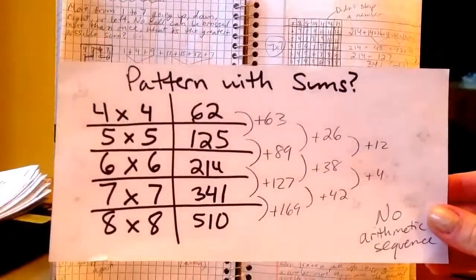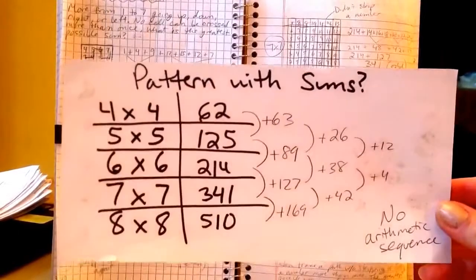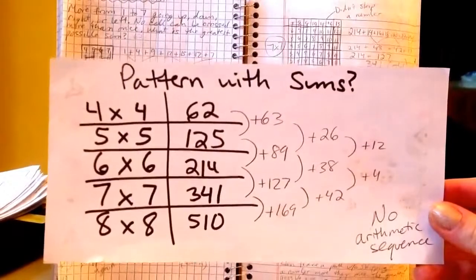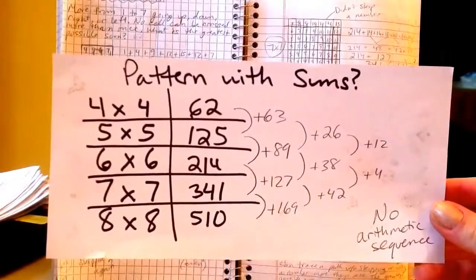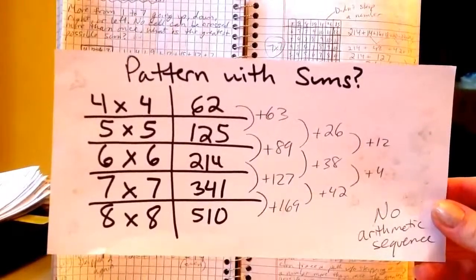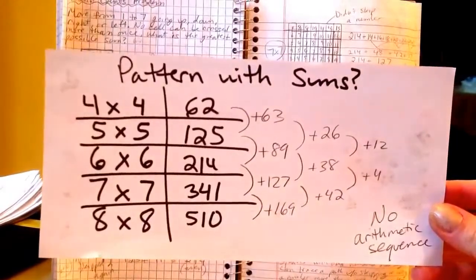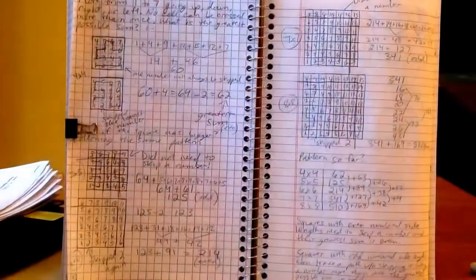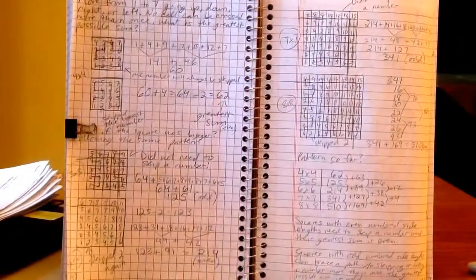So I looked at the sums of 4 by 4, 5 by 5, 6 by 6, 7 by 7, and 8 by 8 to see if there was any sort of sequence between these sums. And after looking at their first difference, second difference, and even third difference, I was not able to find any sort of pattern within the sums.